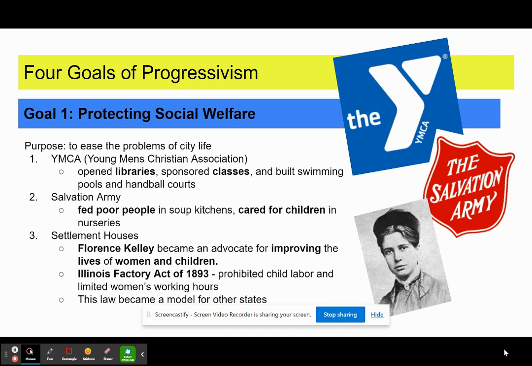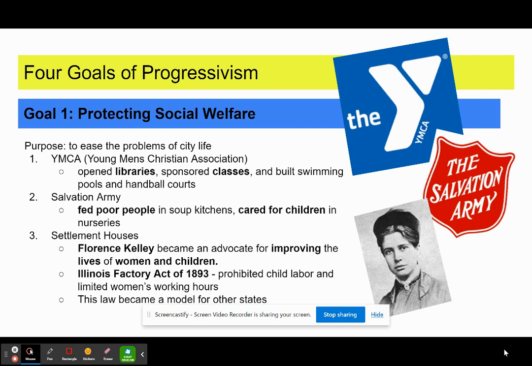In the case of the 4 goals of progressivism, there are 4 main goals that we're going to talk about in this section. We'll talk about protecting social welfare, which is on the screen. We're going to talk about promoting moral improvement, again, another movement spearheaded by women. And in the next section, we're going to look at how women really were pivotal in the progressive movement. Then creating economic reforms, and then fostering efficiency.